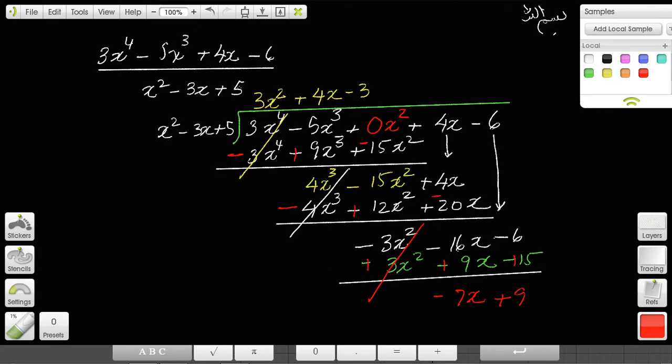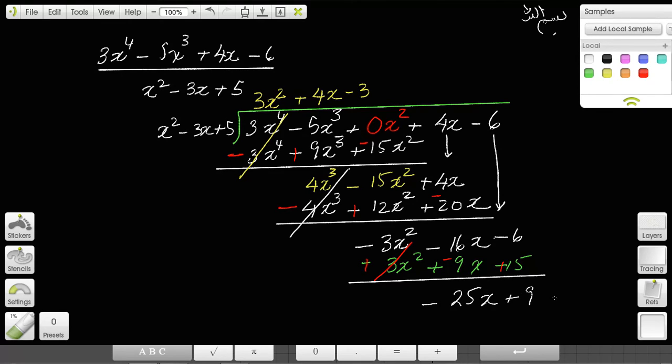I didn't do that correctly actually, because I made a mistake here. This is positive 9x. I should listen to my own words. Negative 3 times negative 3x is positive 9x. I was just checking to see if you're paying attention. So minus 15. Now we subtract, and we get positive, negative, positive. That's gone. And I get negative 25x plus 9.